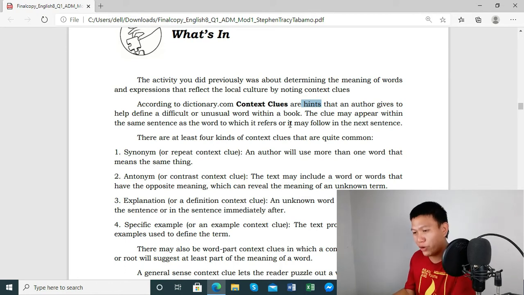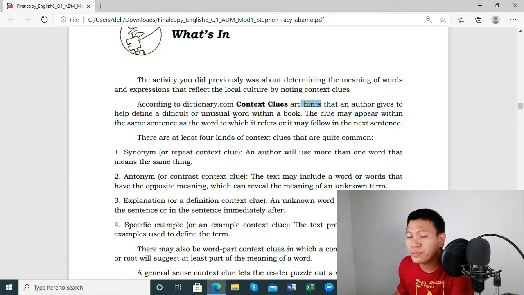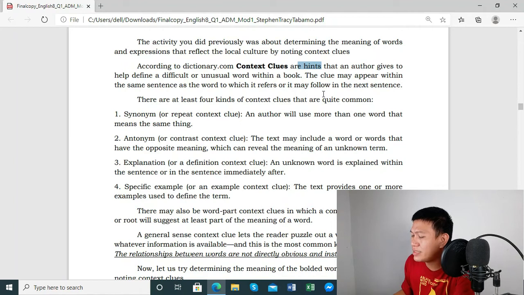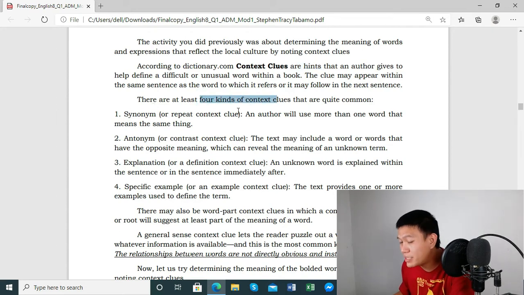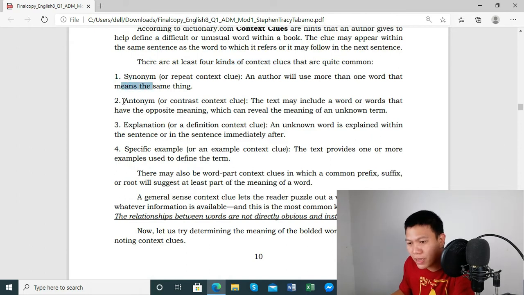These are the synonymous words for the word hint. Pwede siyang clue, pwede siyang tip. So you will be able to define an unusual word, meaning a word that you have not yet encountered, read, or experienced, by looking into the hints we are talking about, the tips and the clues. Now, what are these context clues? We have 4 kinds of context clues: synonym, antonym, explanation, or specific example.